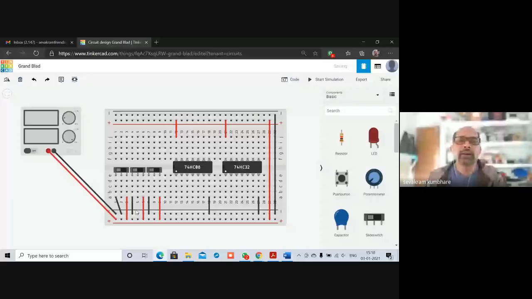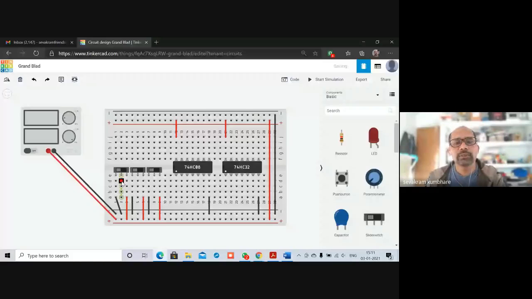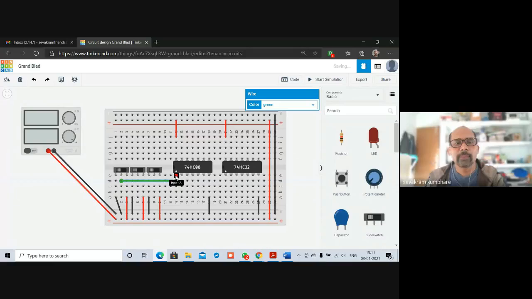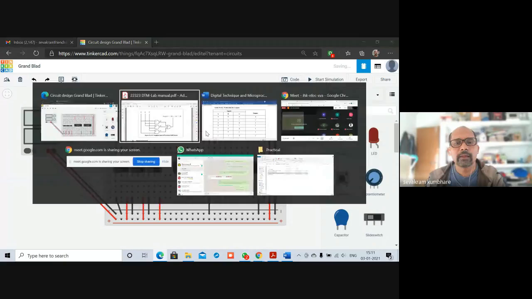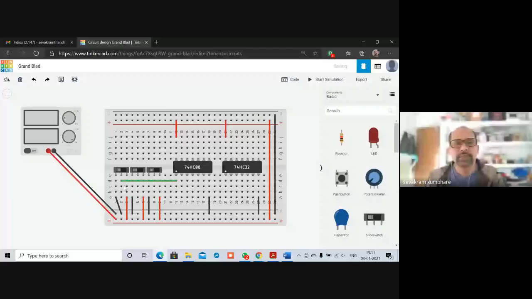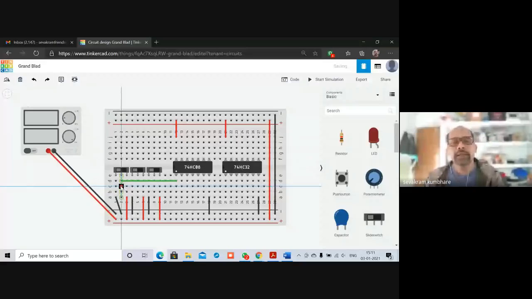Now the next thing is this A needs to be connected to one input of the first AND gate. So I'm going to connect this first A input to this input A, correct? Yes, sir. Then A is also connected to input 3. So A is also connected to input 3, so I can connect this to 3 also.